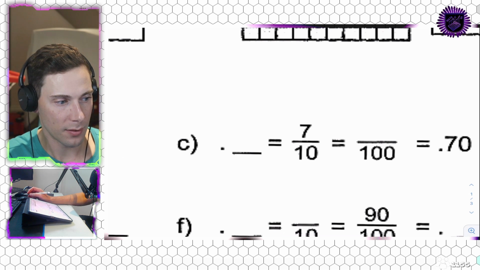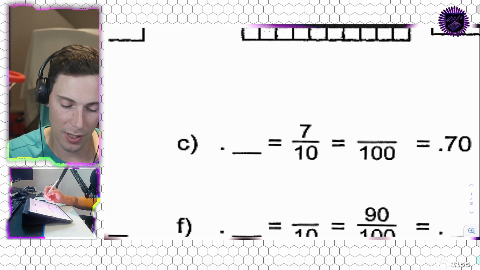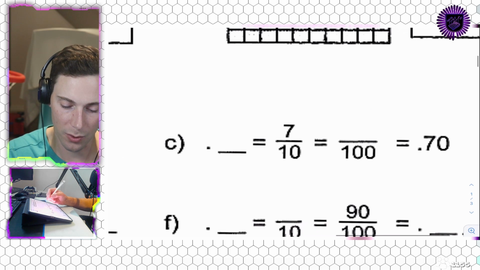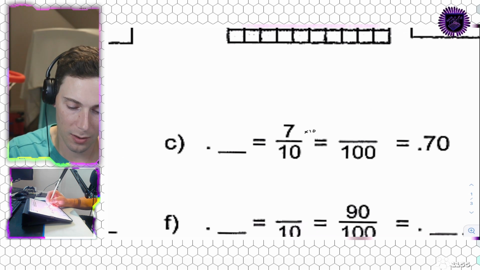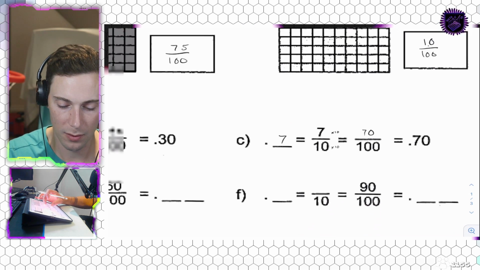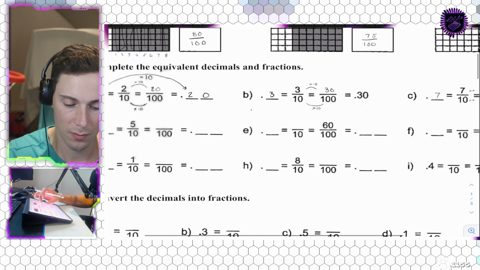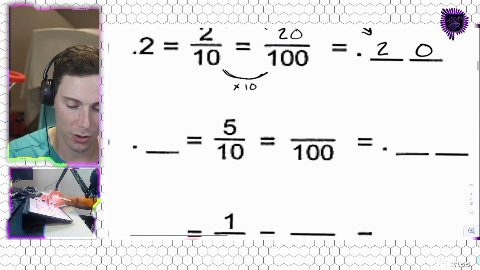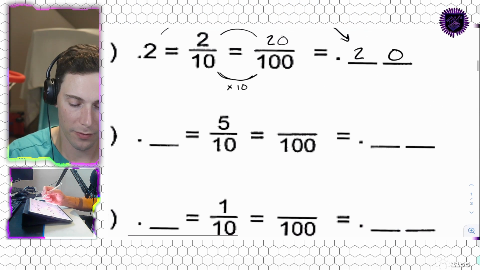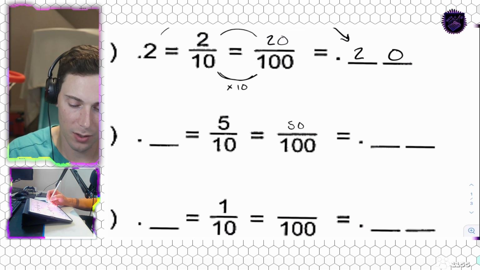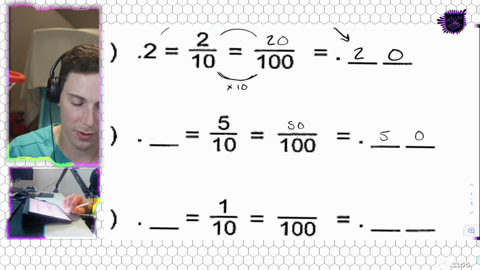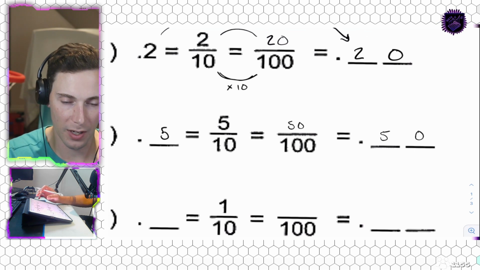So we got 7/10ths, which is going to be times 10 times 10. It's going to equal 70/100ths. This is going to be 0.7. Question D. We have 5/10ths, which will be 50/100ths, or 50 on your decimal, 0.50, 0.5 on this side.